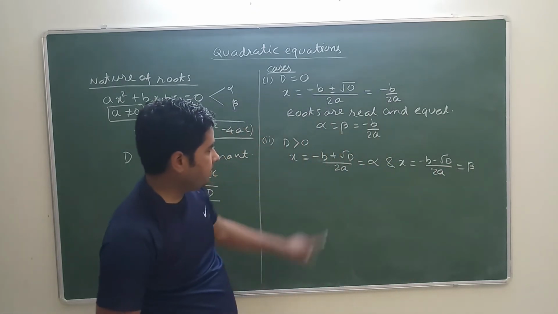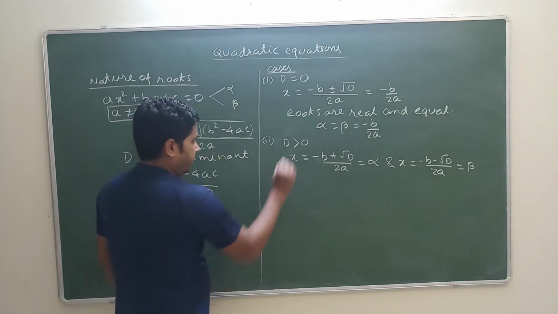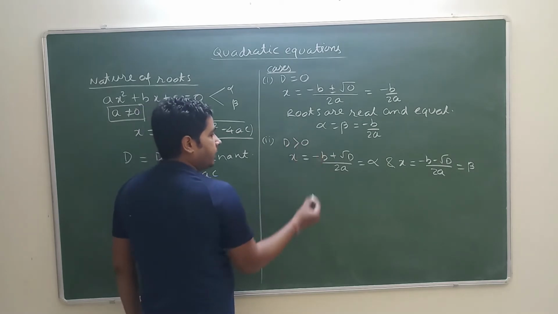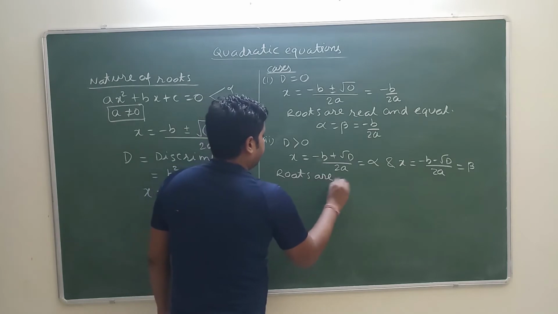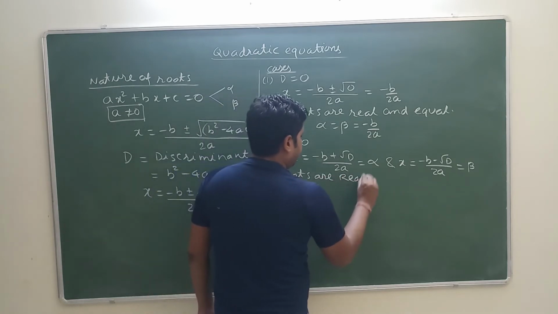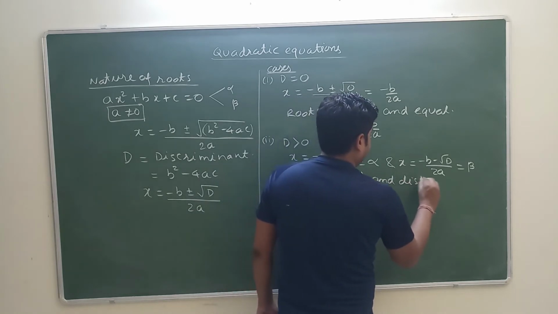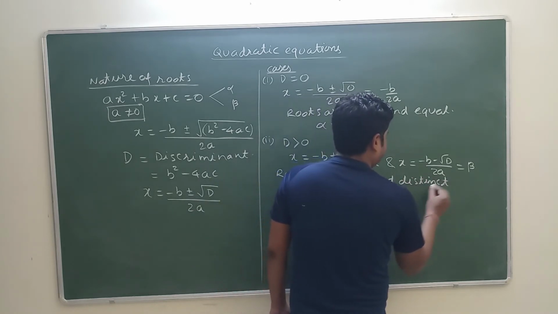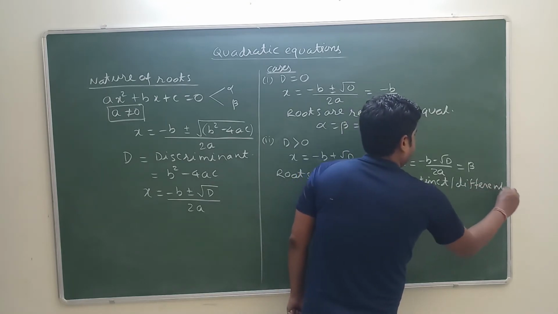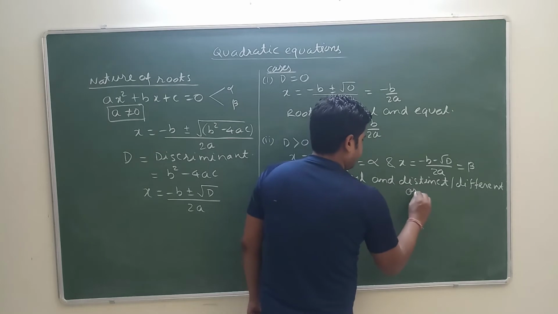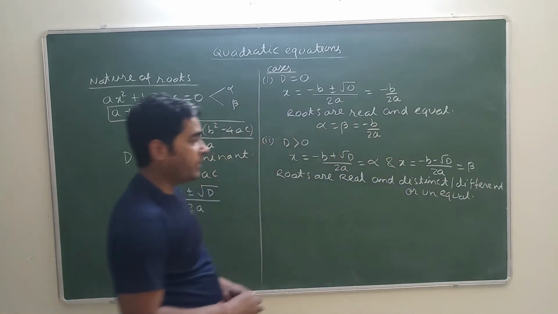So you can see this alpha and beta, they are not equal, but they are real. So in this situation, when discriminant is more than 0, you can say the roots are real and distinct. Distinct means they are different, or they are unequal. This was the second case.